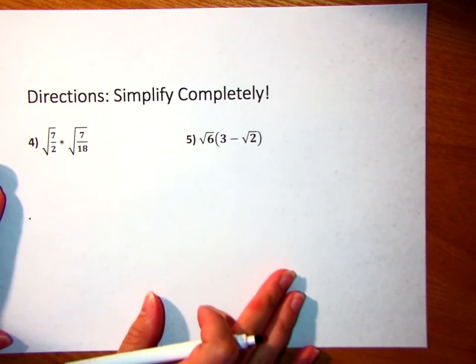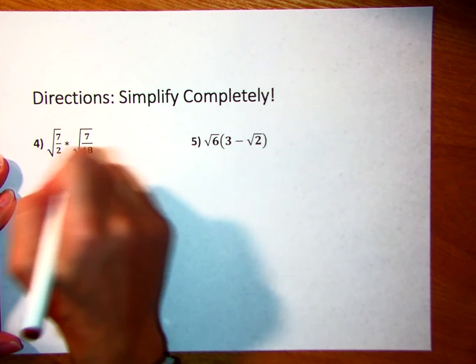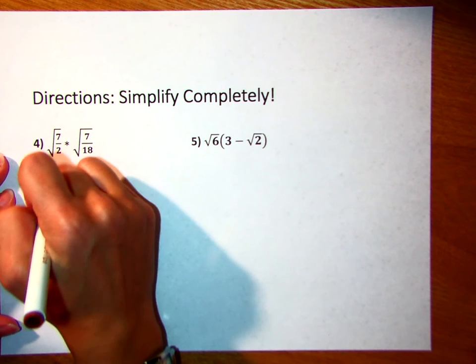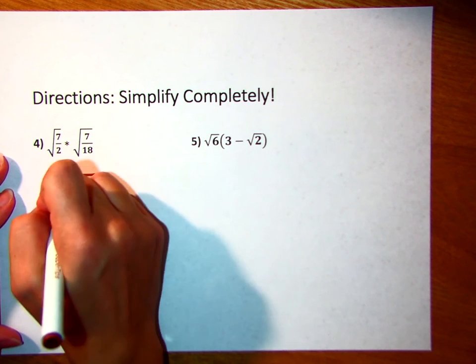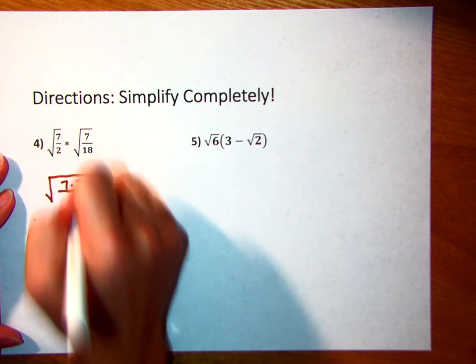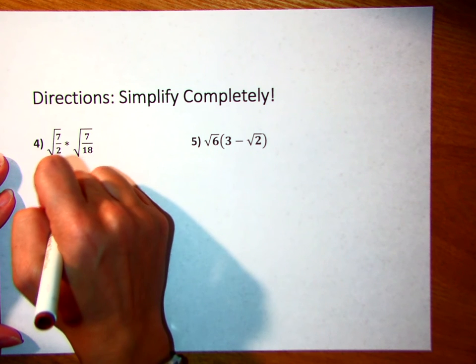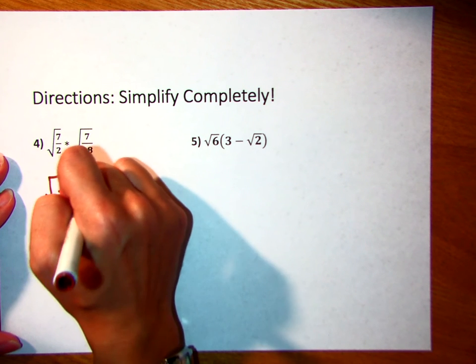Sometimes we try to get a little tricky on you. Well, let's look at number 4. Number 4, we've got fractions, but don't dismay, because look what happens when we combine them. Everything on the numerator gets to stay in the numerator, so that would be like 7 times 7. Hey, look, that's a pair. Everything in the denominator gets to go together, which would be like 2 times 18.